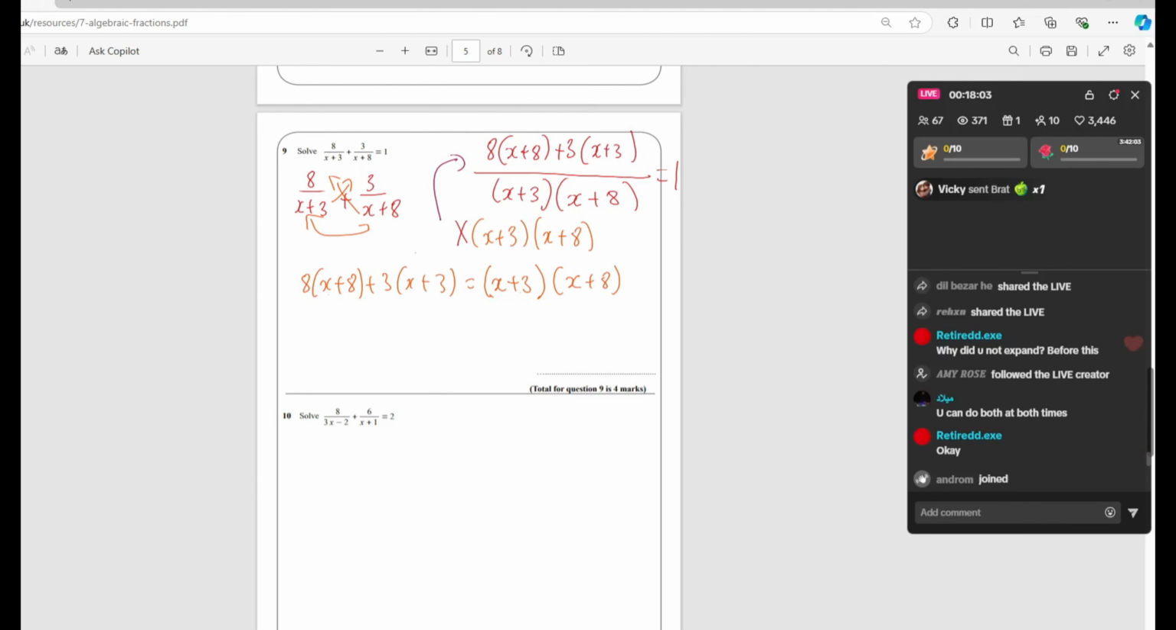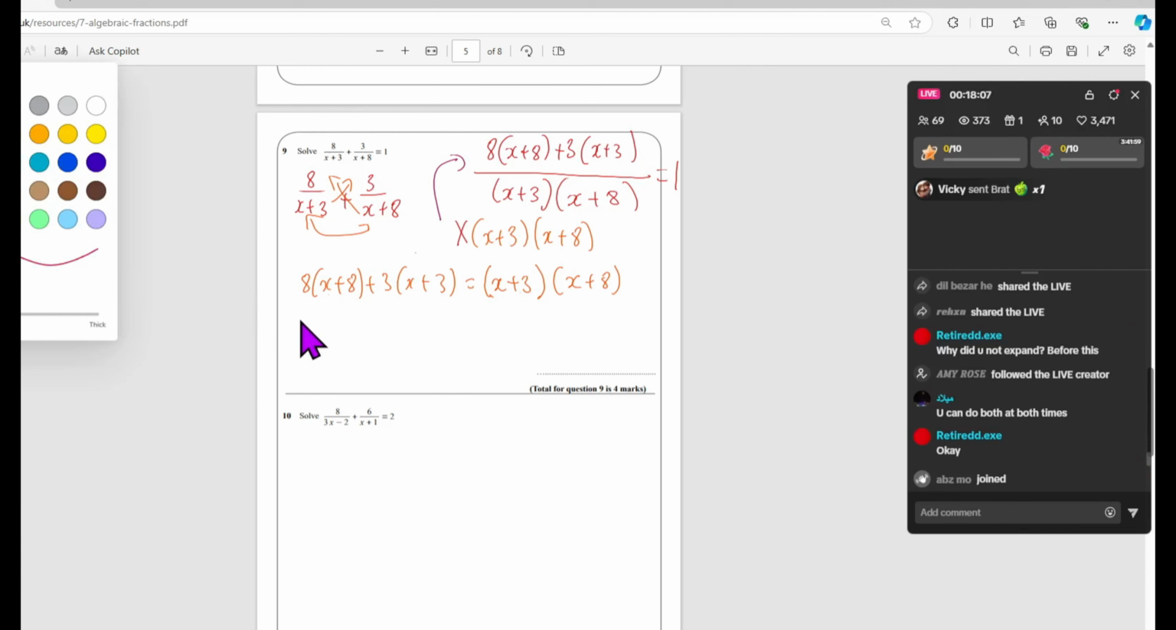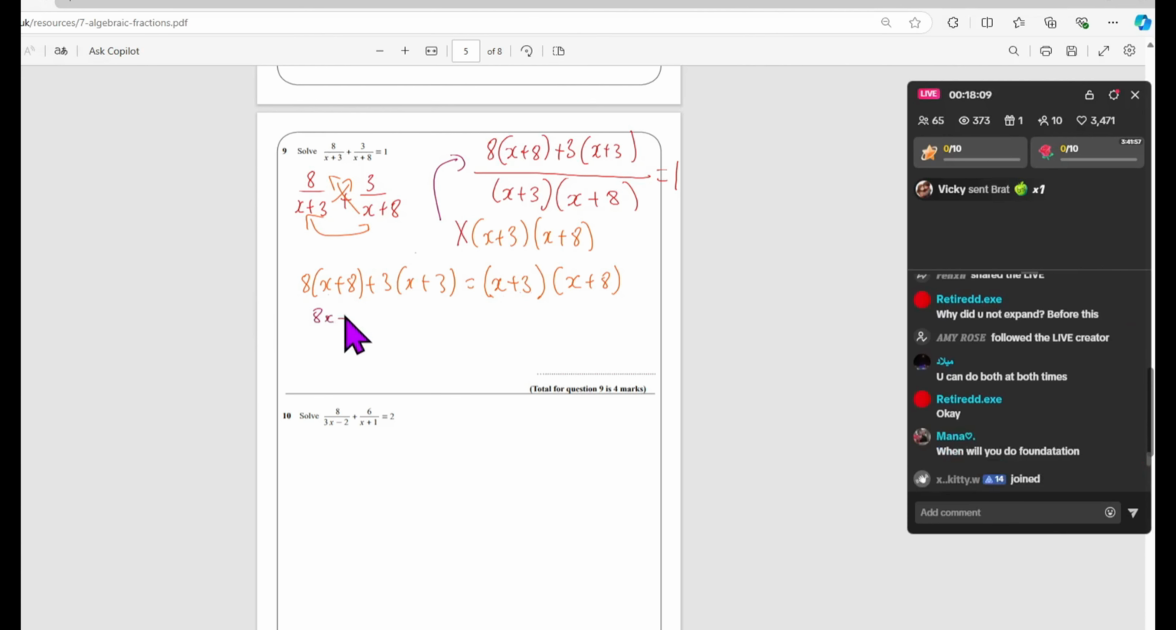Now we can expand it out. When you expand it out, you get a long answer: 8x plus 64 plus 3x plus 9 is equal to x squared plus 8x plus 3x plus 24.